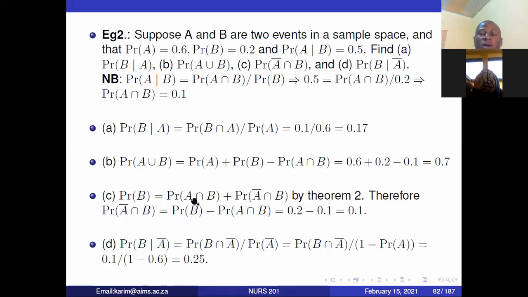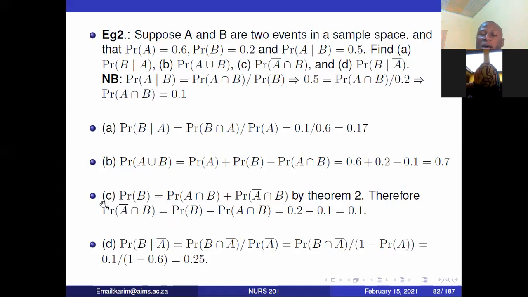Theorem 2: probability of B is equal to the probability of the intersection of A and B plus the probability of event A will not occur, but B will occur. We are looking for this component here, this guy. So what do we do? We make that the subject. If we are making this the subject, this will remain here, and then we take this one to the other side of the equal sign.